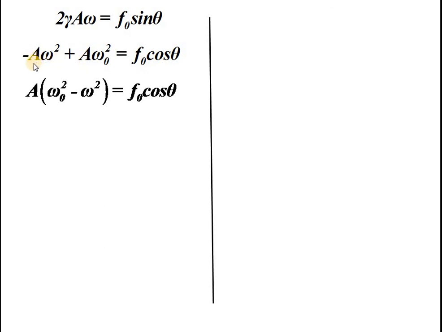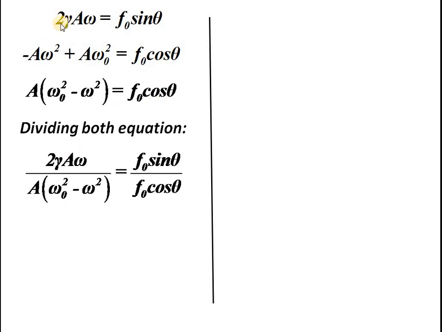So what we get: a into omega 0 square minus omega square equals f0 cos theta. Now these expressions are ready for processing. You can divide both equations. So sin theta by cos theta will be tan theta. Understand? So divide this equation and this equation. You can divide mutually, so f0 cancels. Sin theta by cos theta will be tan theta, and you have a in the denominator and numerator.